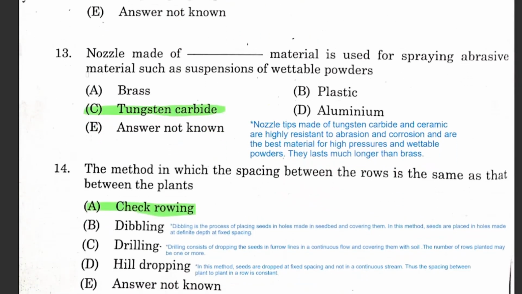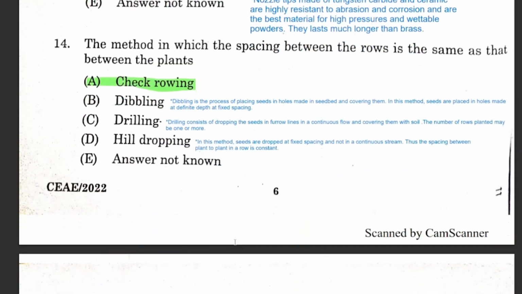Next is question number 13: a nozzle made of tungsten carbide is used for spraying abrasive materials such as suspensions of wettable powders. Option C is correct here. Next one: the method in which the spacing between the rows is the same as that between plants belongs to check rowing. So here option A is correct.